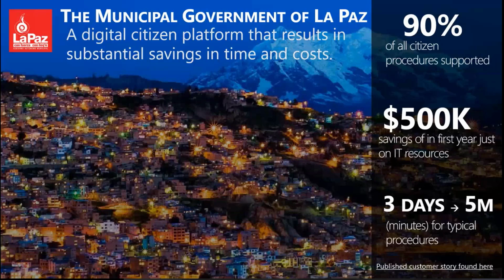What they have done is put 90% of all citizens' procedures online and automate them in their public institution. They had 500,000 in savings in the first year, just on IT resources. And they managed to reduce a typical public sector procedure from 3 days to 5 minutes. An action that took 3 days, completing a form, signing the form, approving, verifying, and so forth, they managed to reduce to 5 minutes just by implementing and automating their processes and procedures in the municipal government.